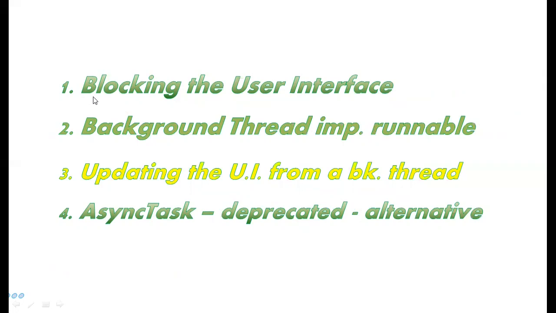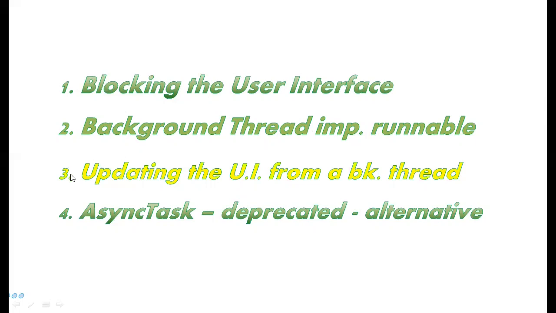In the first one, we've talked about blocking the user interface, and we've done this by executing a long-running task in the UI thread, in the main thread. This caused the application to become unresponsive and to stop. In the second video, background threads implemented with Runnable, we moved the long-running task and put it inside this worker thread. This way, the user interface remained responsive and the application did not crash.